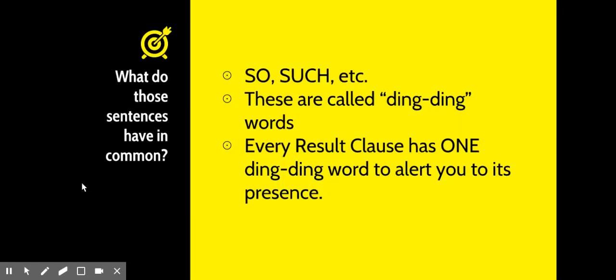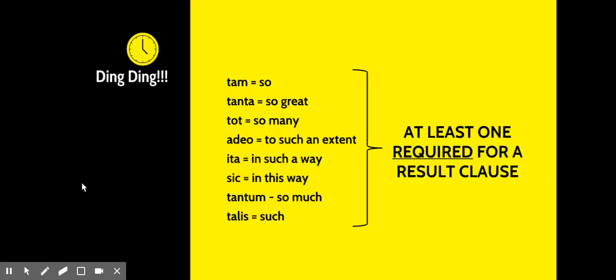So these sentences have something in common. We have so or such, etc. These are going to be called from here on in ding-ding words, because every time you see them in a sentence, usually at the beginning of the sentence, a little bell in your head should go off, ding, ding, ding. This is a result clause. Every result clause that you translate will definitely have one ding-ding word to alert you to the fact that this is definitely going to be a result clause.